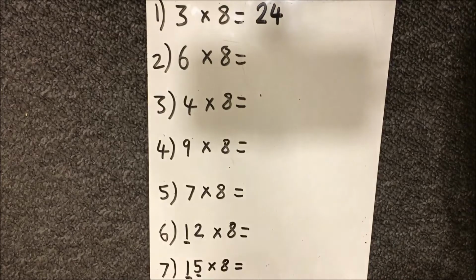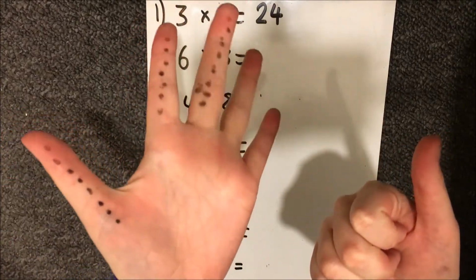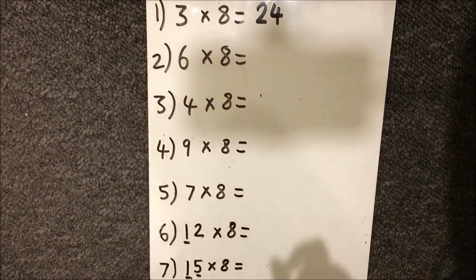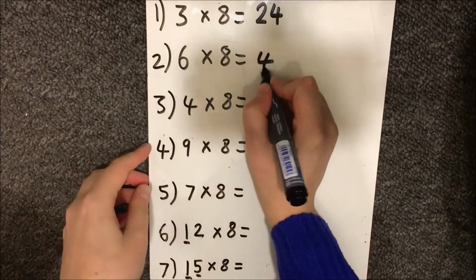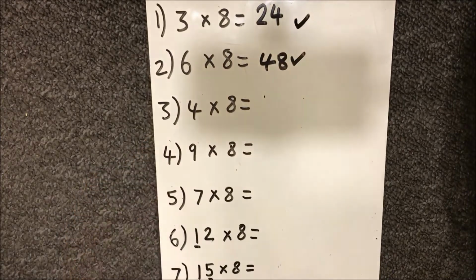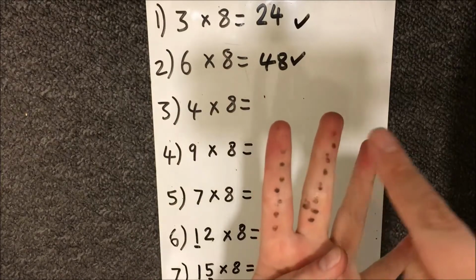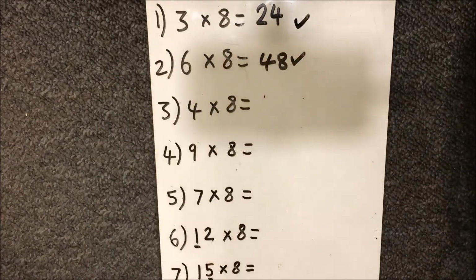Ready to do 6 times 8? 6 fingers up, counting in 8. 8, 16, 24, 32, 40, 48. Give yourself a tick if you got that one. Next one, 4 times 8. How many fingers up? Fantastic. Then count in 8s. 8, 16, 24, 32.